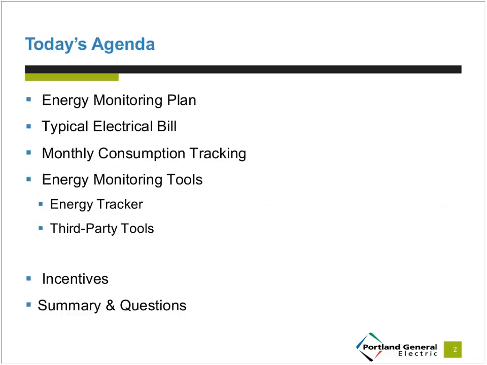This is what we'll be talking about today. We're going to talk about what it takes to create an energy monitoring plan. We'll take a look at a typical electrical bill. We'll look at what it involves to do monthly consumption tracking and what it might be able to show you. Then we'll look at some specific tools, some energy monitoring tools: Energy Tracker, third-party tools, and energy experts. There will be a slide on incentives given by the Energy Trust of Oregon, and then we'll summarize the presentation's main points, and there'll be an opportunity for questions at the end as well.